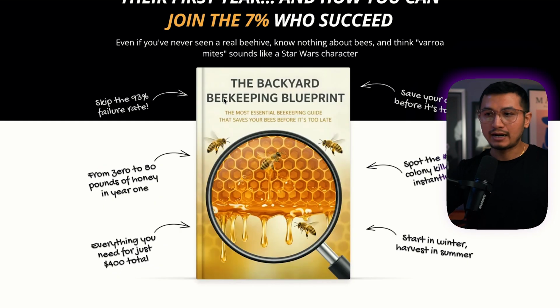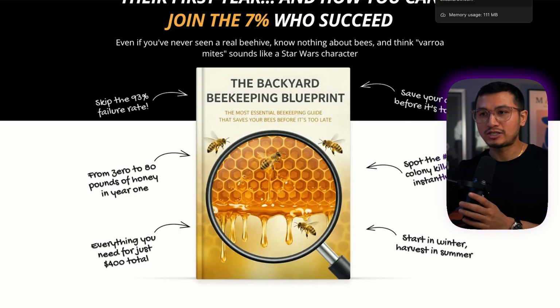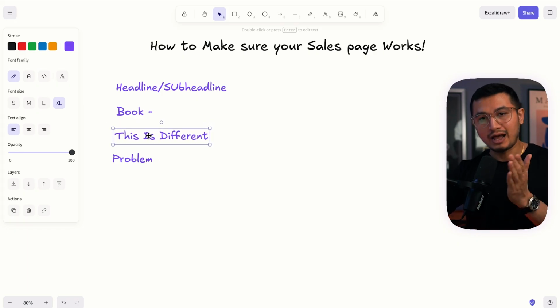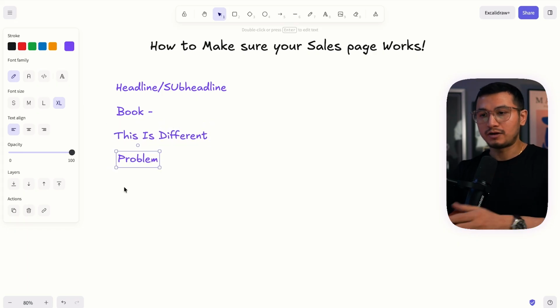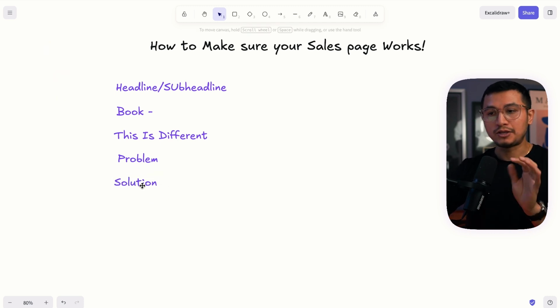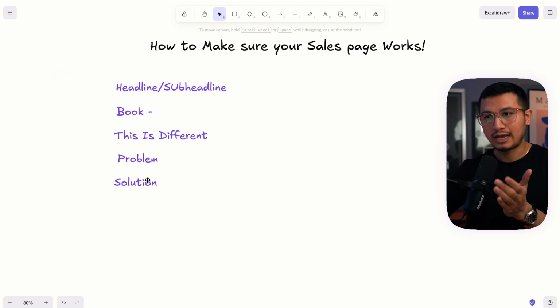So the backyard beekeeping blueprints, it's all different based on the book that you have, based on how you have structured it. But I would say typically it's better to talk about how this is different and then go into the problem they're facing. And then you can talk about how you solve that. What are the things that you have in the book that actually solve the problem.